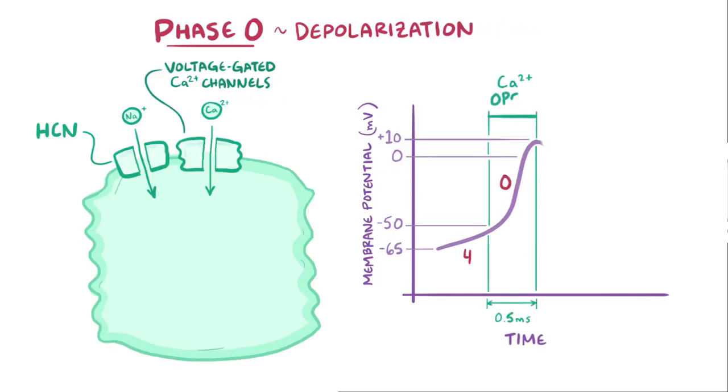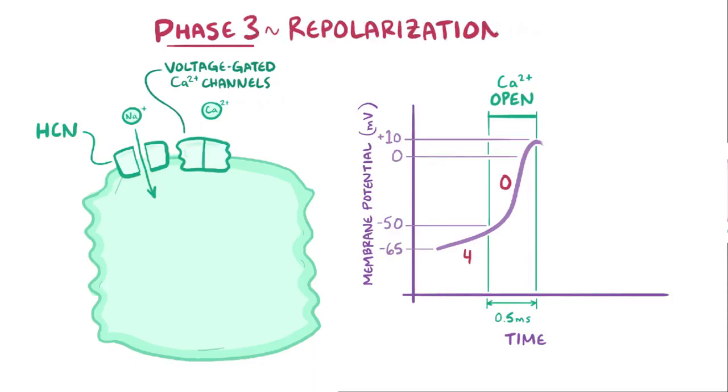Those calcium channels stay open until it hits about the plus 10 millivolt mark, at which point they start to close. Once the cells hit plus 10 millivolts, we're in phase 3, or the repolarization phase. You'll notice that we skipped 1 and 2. Well, it's because pacemaker cells don't have a phase 1 or 2. They just go straight from depolarizing to repolarizing again.